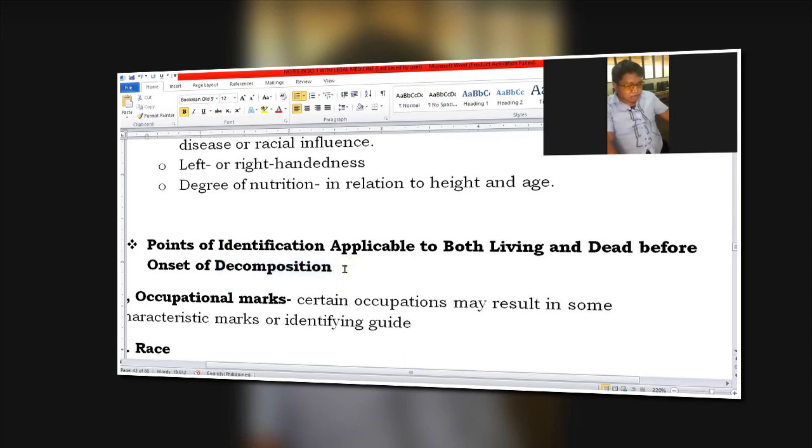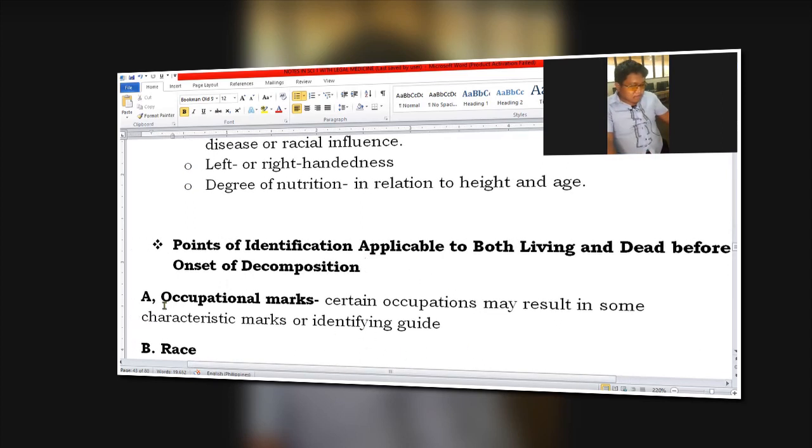Before onset. Kasi pag na-decompose yan, nag-skeletonize na yan, hindi mo na pwedeng magamit yung points of identification ng mga ito. It should be before the onset of decomposition. Okay? So first is occupational marks.